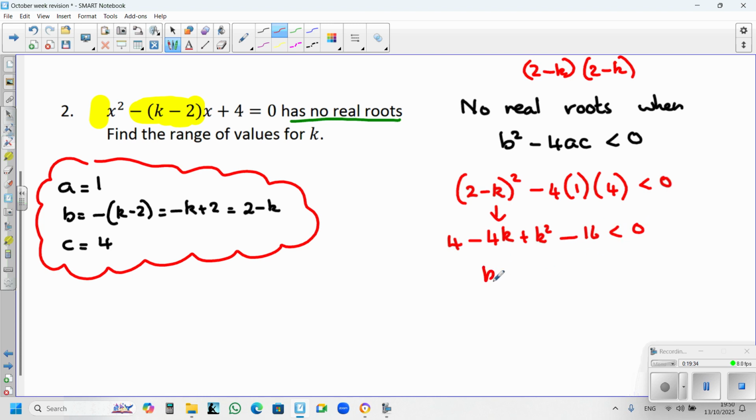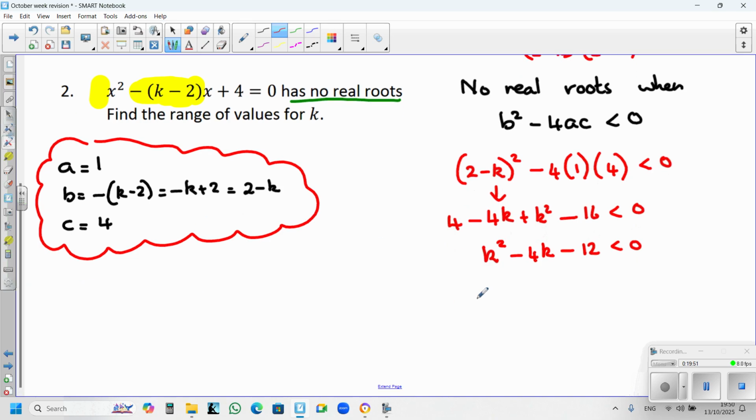Tidy that up. Take the squares first. There's only one k term, so it's minus 4k. Tidy up the numbers, 4 and negative 16. That would give me negative 12. Now to solve that, it's a quadratic inequality. We've got to change it to equal 0 and factorise it. So I'm going to factorise k squared minus 4k minus 12 equals 0. It's a trinomial. What two numbers multiply together to make negative 12, and combine to give me negative 4?